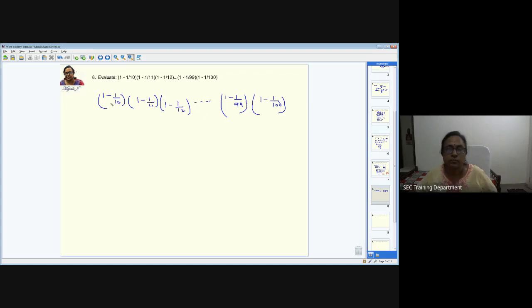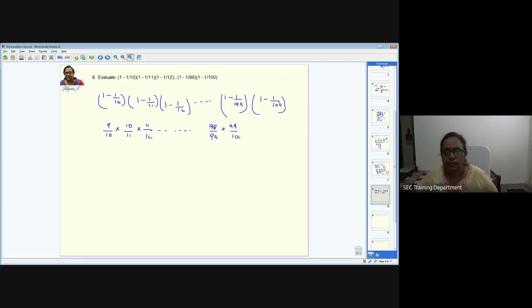So when you simplify this, this comes here as 10. 10 minus 1 is 9, so this is going to be 9 by 10. The next term will be, this is 11. 11 minus 1 is 10 by 11. So you can say the next one directly, like it's going to be 11 by 12, and so on. And the last you're going to get, this is 99 minus 1 is 98 by 99 into this is 99 by 100.